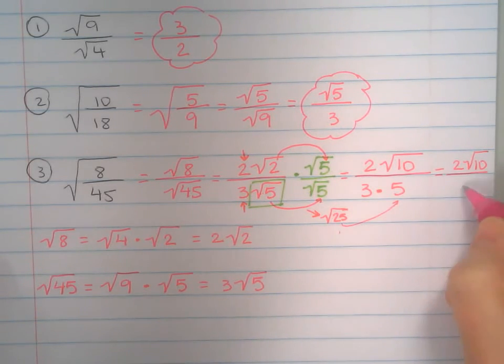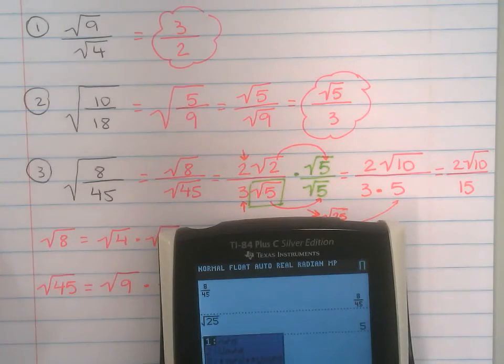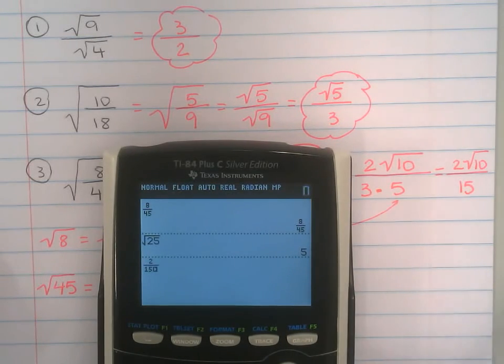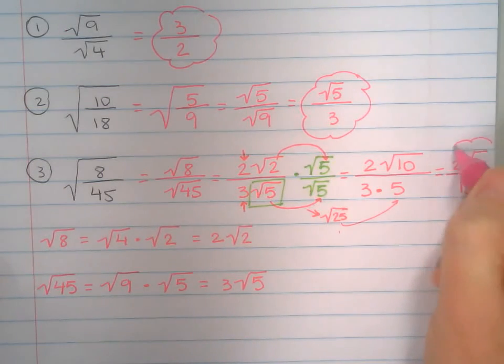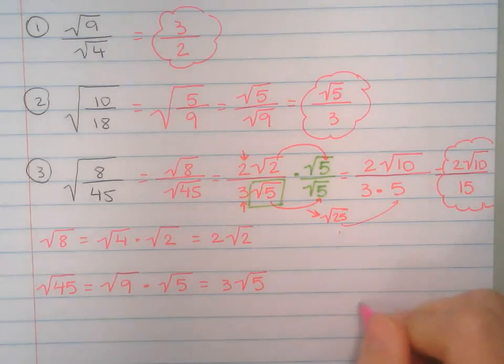3 times 5 is 15. One last check. You have to check if you can simplify this fraction, 2 and 15. 2 and 15 do not simplify, so you don't have to do anything else, and you're good to go. This is your final answer. IXL EE3.